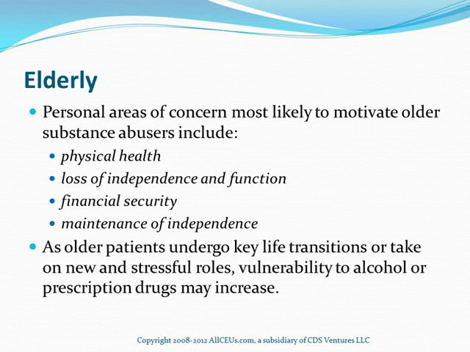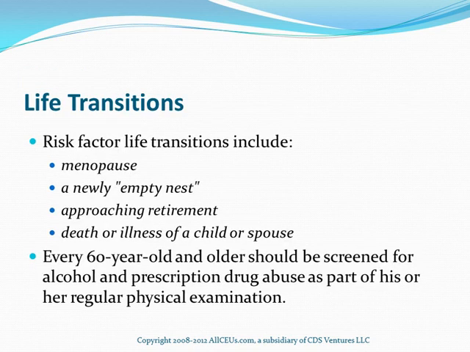As people go through these life transitions, alcohol and drug abuse becomes more risky when they hit midlife, when all the kids move out, when their spouse dies. Major life transitions make a person more vulnerable to abusing alcohol or other substances. Other things that you might consider looking at are menopause, approaching retirement, or the death or illness of a child or spouse. All of these things really tax a person's coping skills.